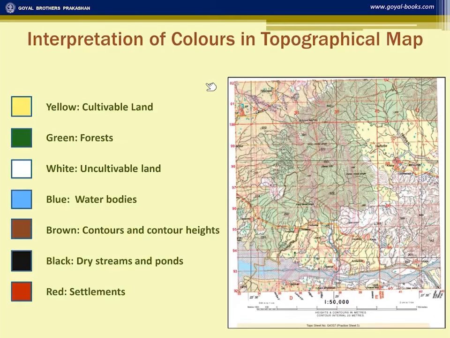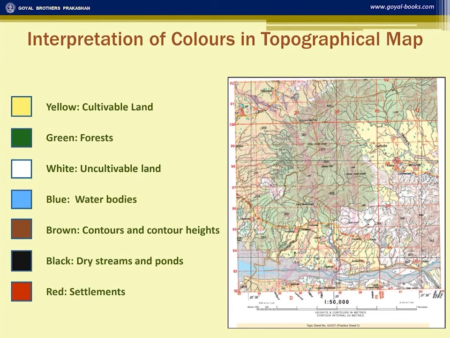Now, have you ever seen a survey sheet in black and white? No, because the colors are most important in a survey sheet. The yellow, for example, yellow shows the cultivable land, yellow in the survey sheet. Green signifies the forest areas. Now, they are also known as yellow wash and green wash in the questions that would be asked in your board exam. White signifies the uncultivable land.